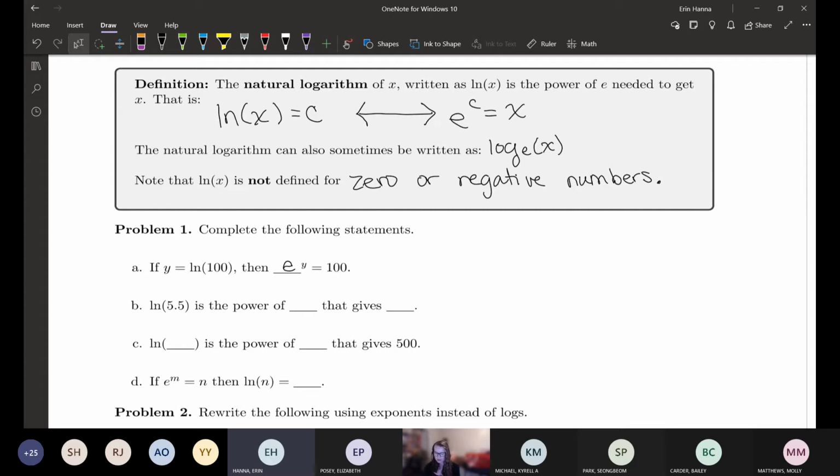If it's the natural log of 5.5, that's going to be the power of what that gives what. The natural log is always the power of e that gives whatever is in the natural log. So this would be the power of e that gets us 5.5. The natural log of what is the power of what that gives 500? These are all the power of e. So if it's the power of e that gives 500, then the thing inside the log must have been 500. These questions are just trying to make us really hit home that definition. And so if generically e to the m equals n, that would mean the natural log of n has to be equal to m. While we won't do a ton of this kind of rewriting, it's one of the main uses of the natural log, to be able to rewrite and go between these forms to be able to solve different things.